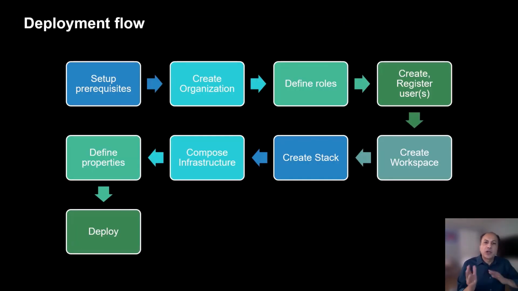So in terms of the deployment flow, a typical deployment in QCloud will consist of first setting up the prerequisites, creating an organization, defining roles and permissions, and then adding or registering users that will interact with QCloud. Once that is in place, you can create workspaces, stacks, compose the infrastructure using either the deployment wizard or on the canvas, define properties, and then you deploy the stack and manage the stacks from there.